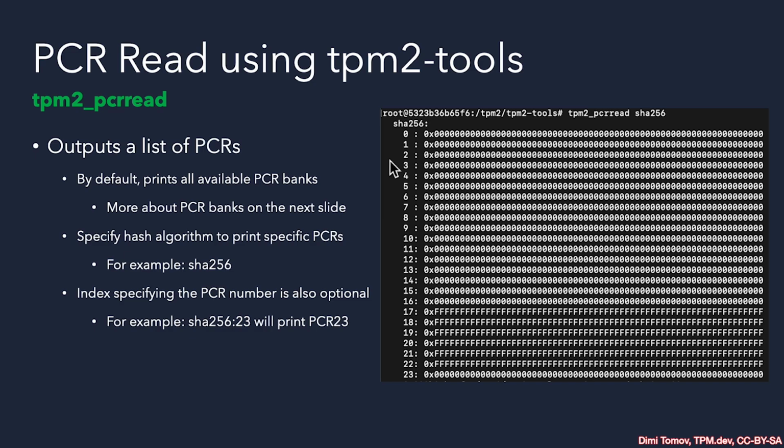Most are zeros, the others are ones. These are the default states of these registers. Of course, we can select a specific register and not have all of the available banks for this algorithm shown. Here is an example how we can do that, specifying the algorithm, then specifying the register number.